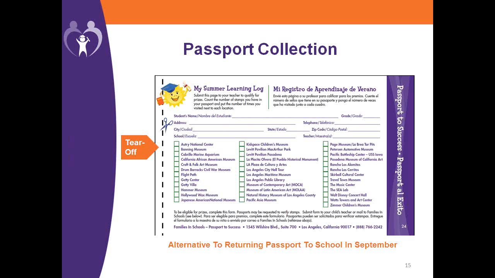They can also write next to the location the number of times they visited. So a family may go to the Japanese American National Museum. They think it's such a great place that they want to go 2 or 3 more times too. So they can list that there in a box next. And so afterwards, the families can simply tear off this page and send it to the schools and keep the rest of their passport. And as I mentioned earlier, once a student or family submits this information to you, they'll be eligible to win more prizes.